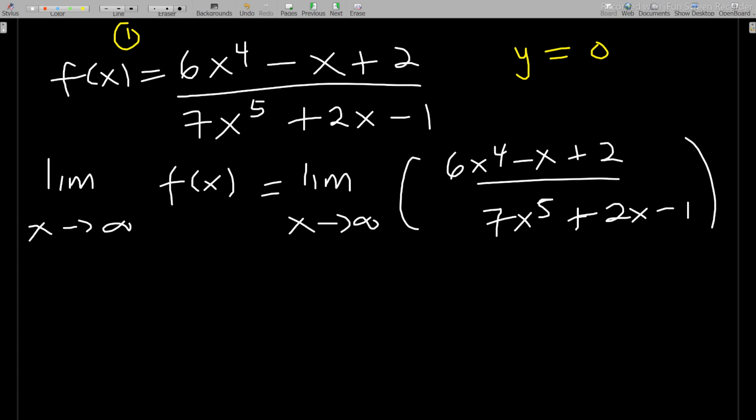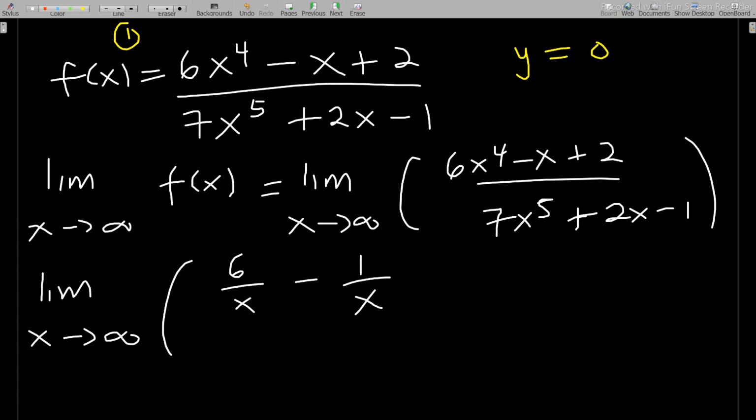Okay, so you have the limit as x approaches infinity of, divide every term of both the numerator and denominator by x to the power 5, and you get 6 over x for the first one. You have 6x to the power 4 over x to the power 5. Then minus 1 over x to the power 4, then plus 2 over x to the power 5.